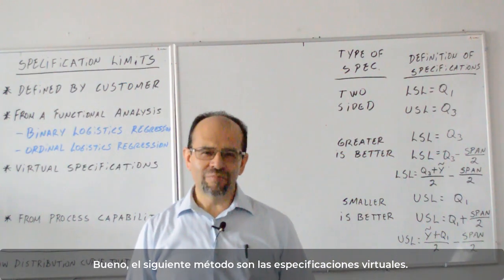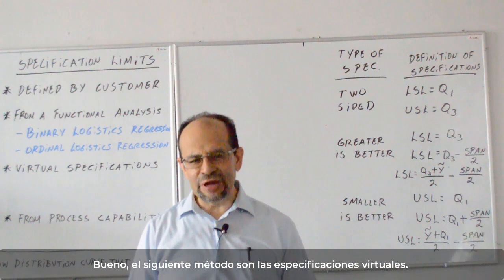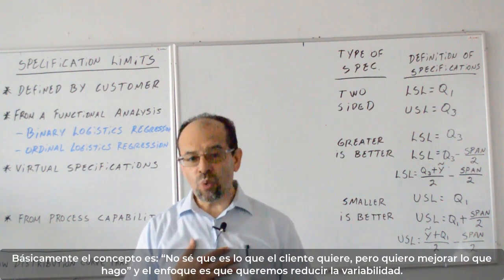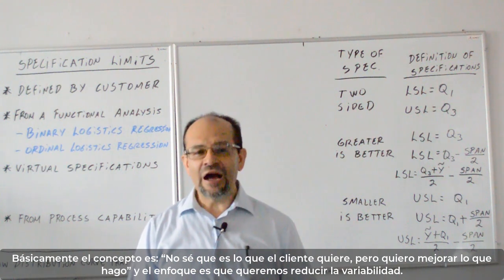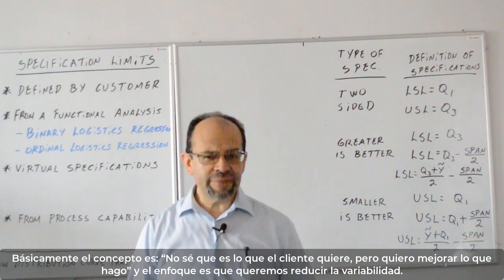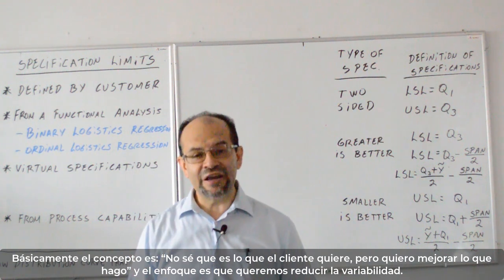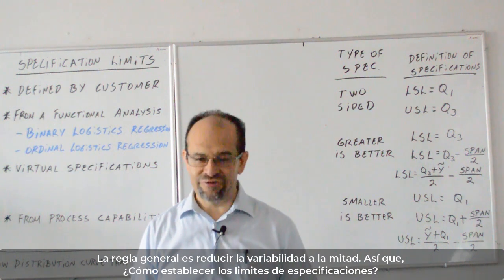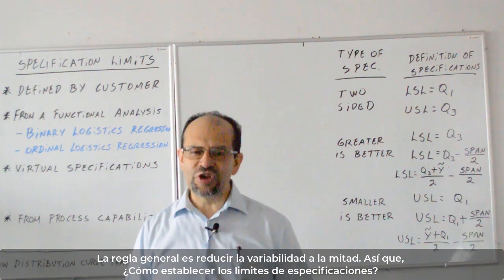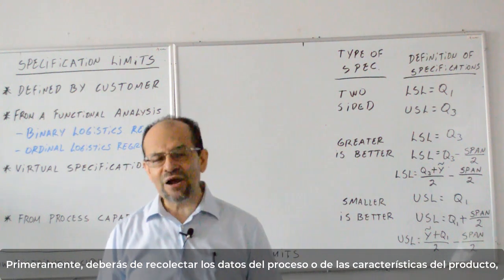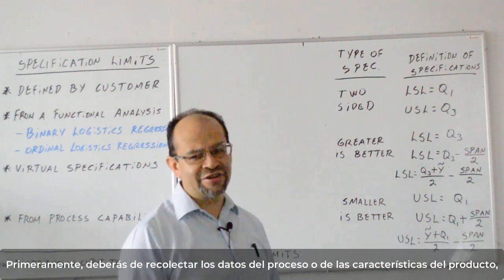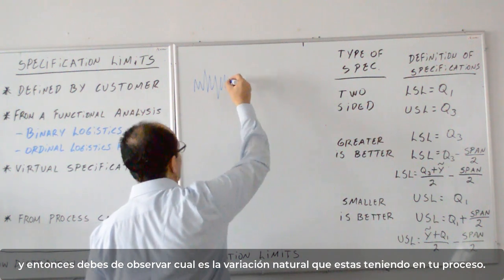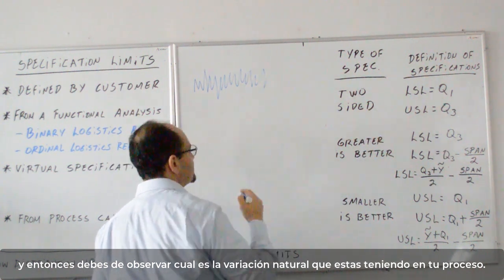Well, the next approach is virtual specification limits. Basically, the concept is, I don't know what the customer wants, but I want to improve. I want to reduce my variability, and the general rule of thumb is to reduce the variability to half. So, how do you establish the specification limits? First, you collect the data of your process, your product characteristics, and then you observe the natural variation that you are having in your process.